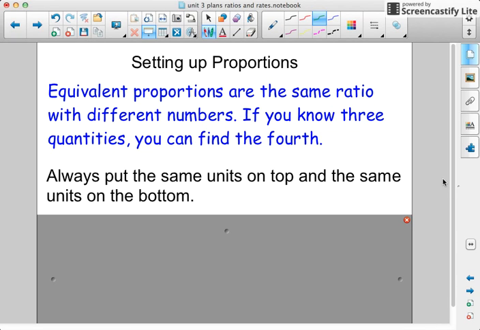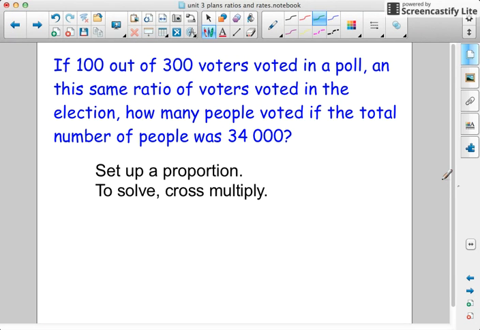Now, the one thing you need to make sure of when you set these up is to always put the same units on top and the same units on the bottom. So if it's kilometers on top, kilometers would be on top for both fractions, and maybe meters on the bottom for both. You have to match them up. So let's do some examples.